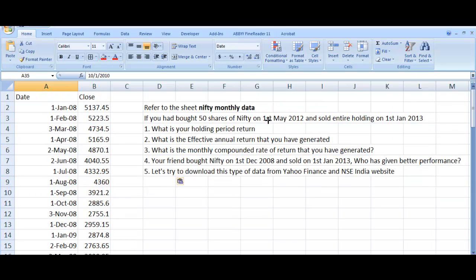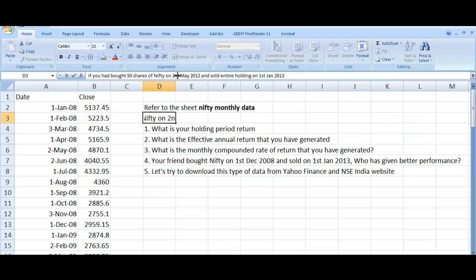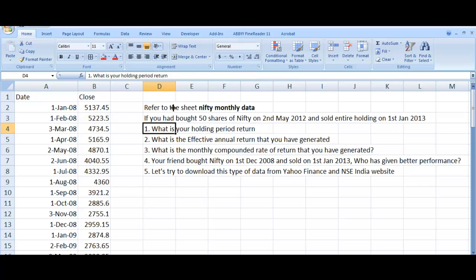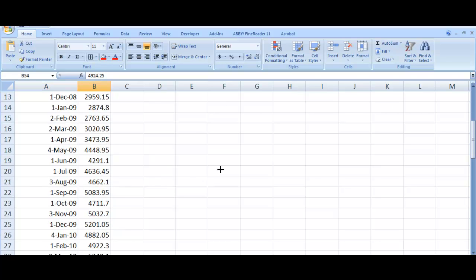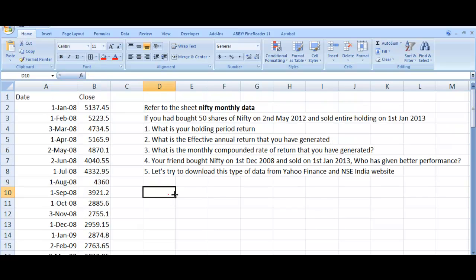I think this should be 2nd May, because 1st May was a holiday, so you did not have 1st May data, so you have 2nd May. So 2nd May is 4924. So we'll copy 4924. So on 2nd May I bought 50 stocks of Nifty. Each of these stocks was priced at 4924. So my price is this, and the number I bought is 50.